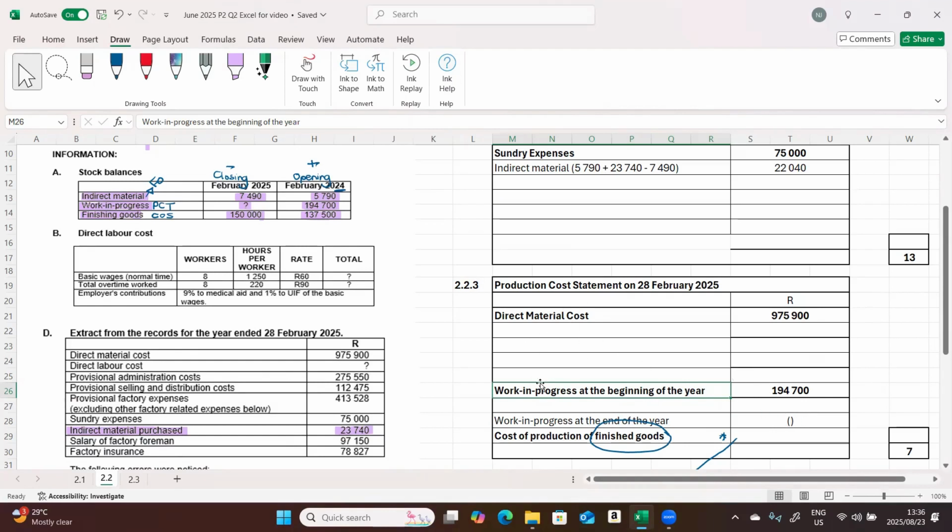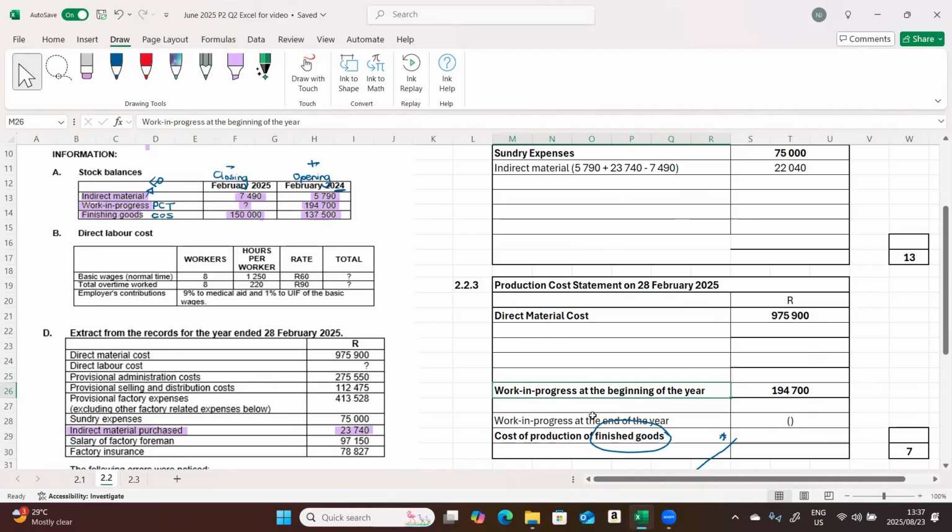All of these costs that we write over here in the production cost statements, that is basically this element over here that we will be adding to the work in progress. And that is why we subtract the work in progress at the end of the year, because those are the shirts that are not completely done. Look here, cost of production of finished goods.